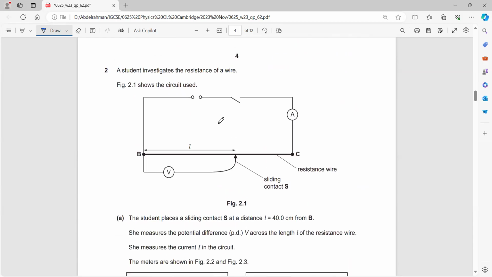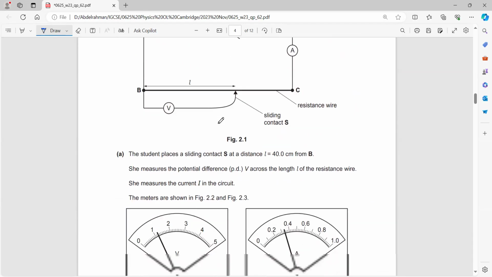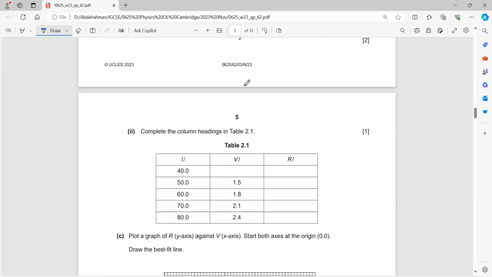I have a resistance wire, length L, sliding contact S. Take the reading of the current and then measure the potential difference and write it in the table. What is the current in this? 0.34, and don't forget the unit. 0.34 amperes. Then the voltage: 1.2.